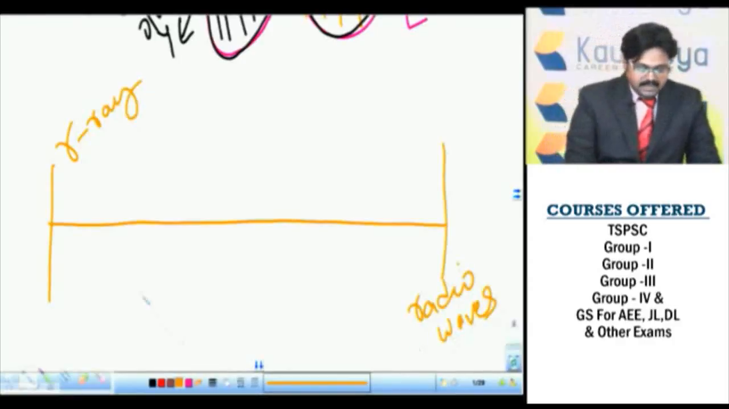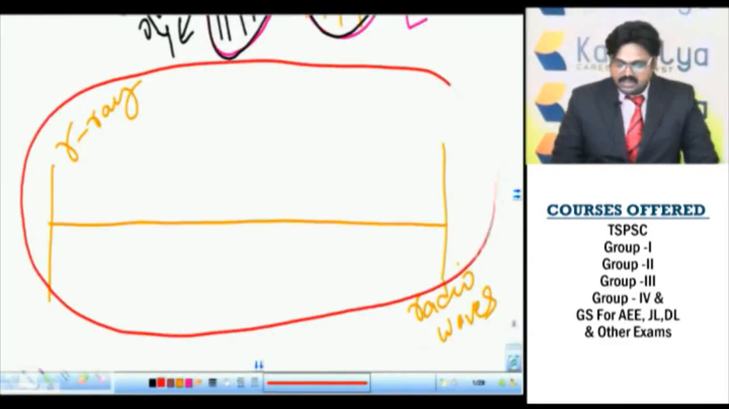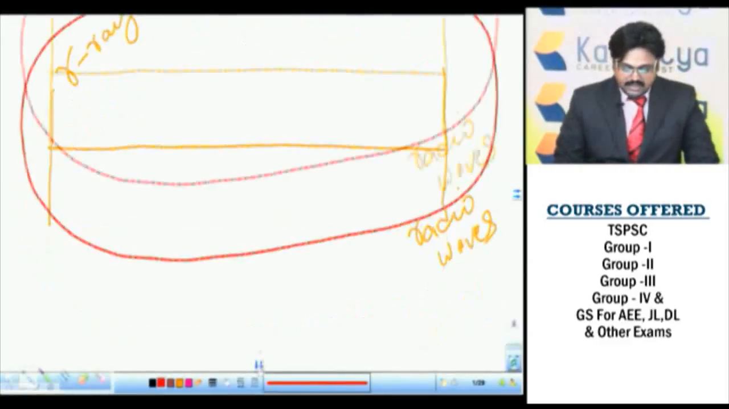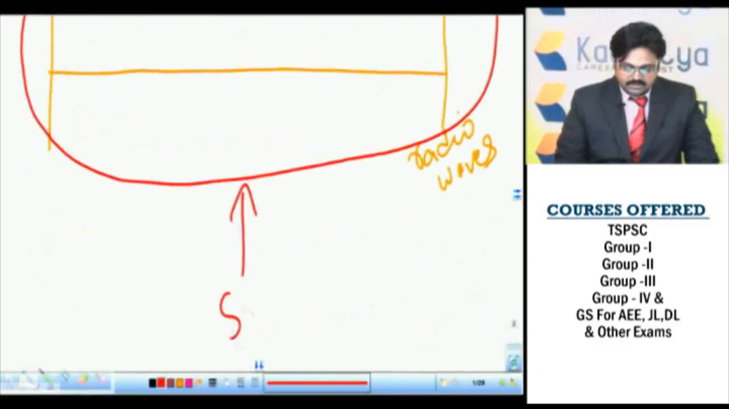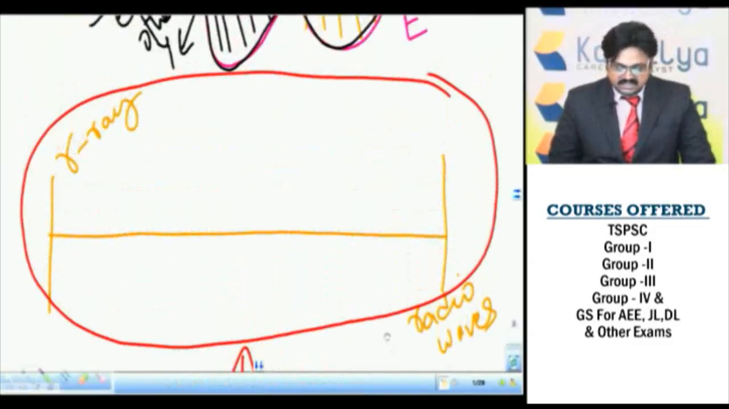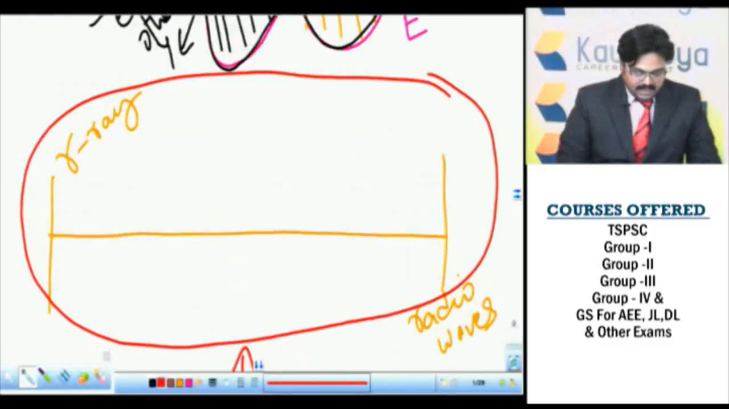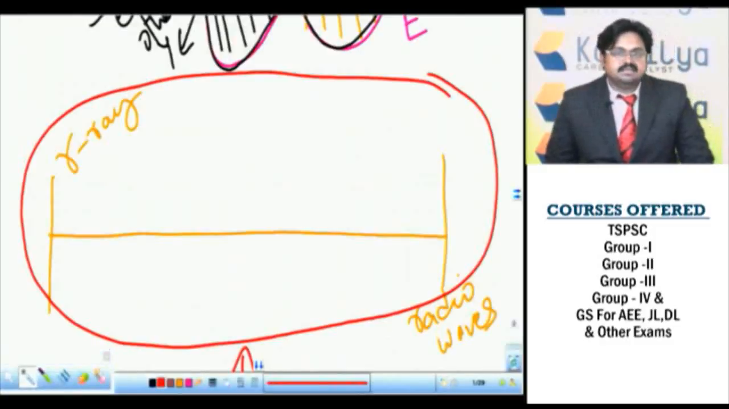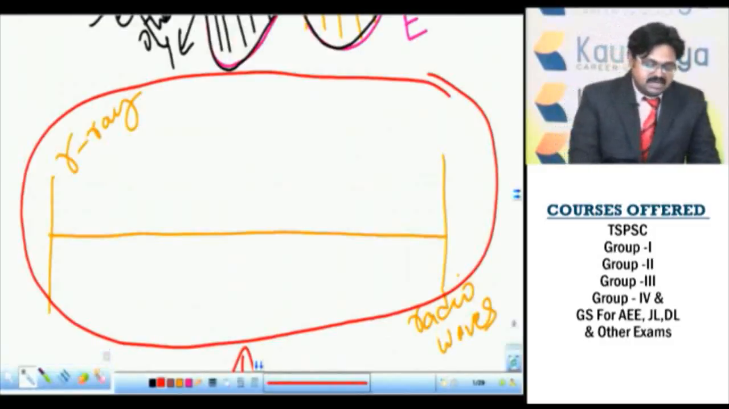This is what you call an electromagnetic spectrum. A spectrum is simply a collection of various lines. Now let us discuss the various parts of the electromagnetic spectrum. I have said that the electromagnetic spectrum starts at the gamma rays.